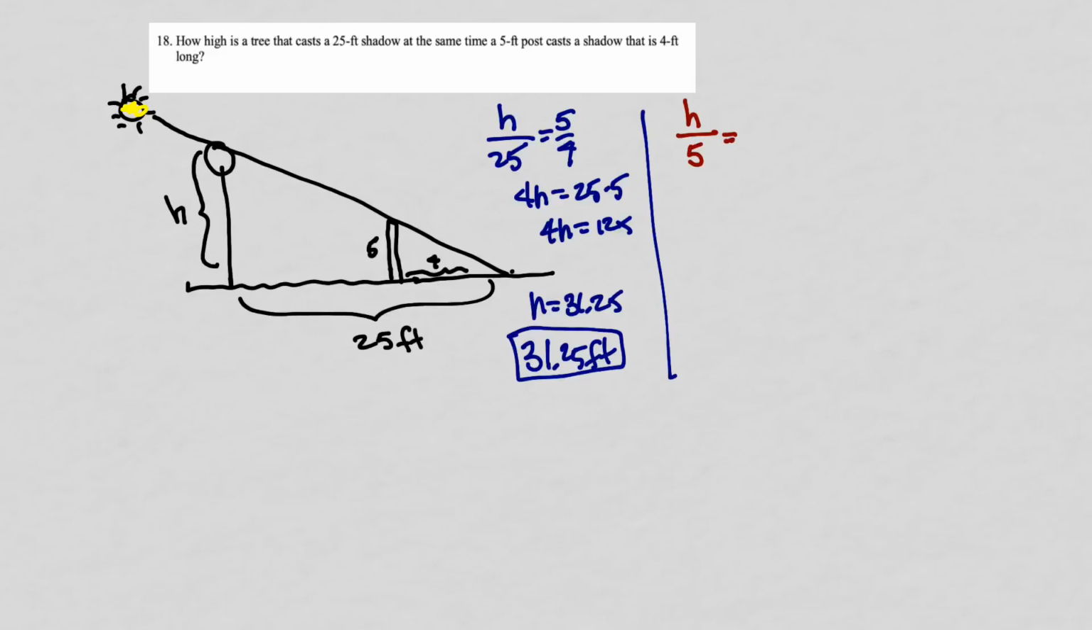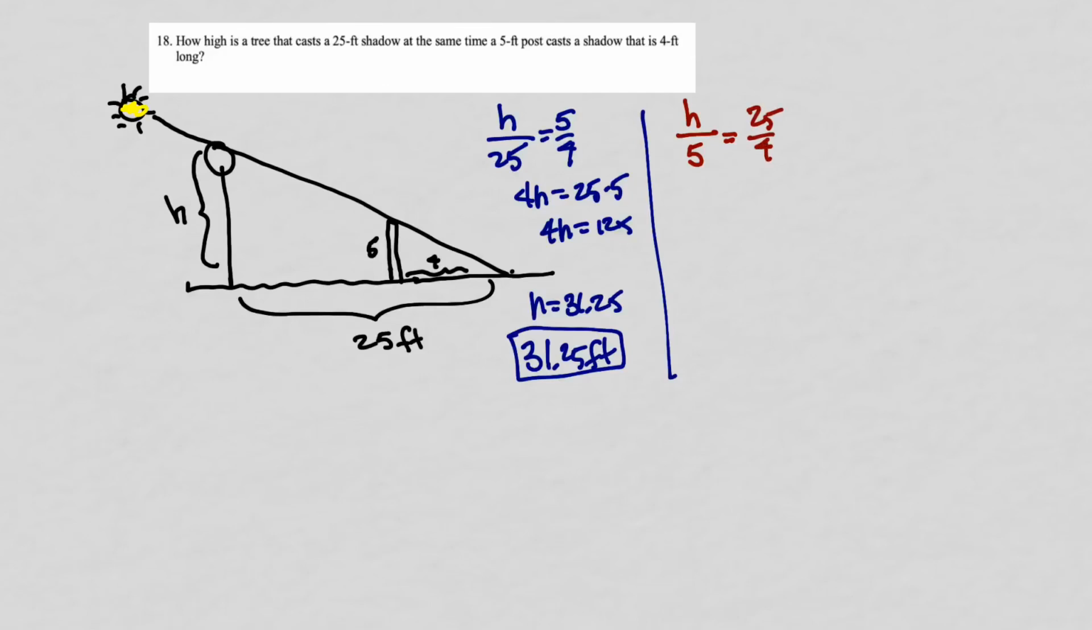Now I've got, what if I got on top here? I've got the height of the tree. So I've got height up here, and then I've got the shadow. No, I've got heights on this side, right? Height is to height. Tree height is to post height, as this should be what? Tree shadow is to post shadow. Tree height is to post height, as tree shadow, 25, is to post shadow.